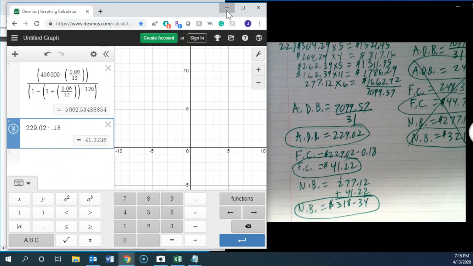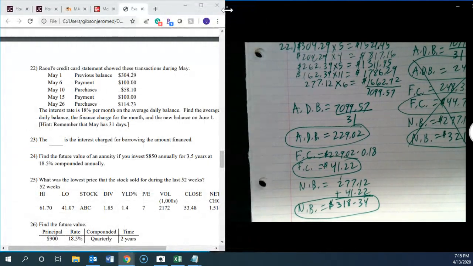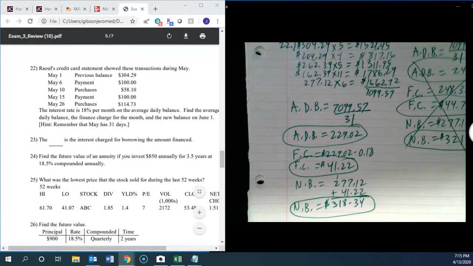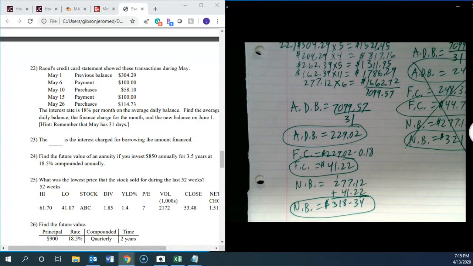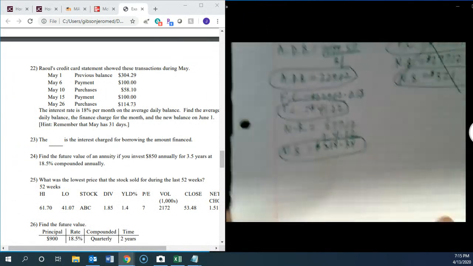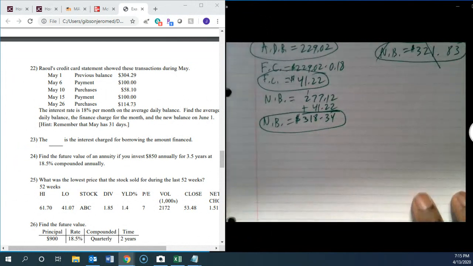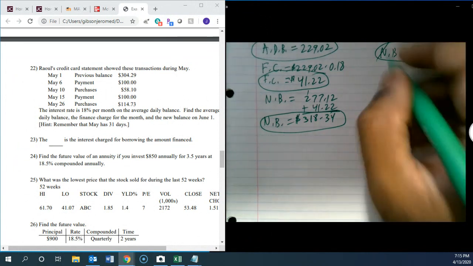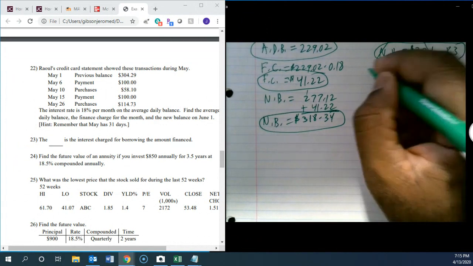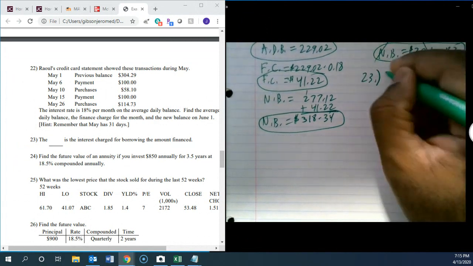Okay, so now that took care of problem 22. Now we need to move on to problem 23. Problem 23, it says the blank is the interest charge for borrowing the amount financed. So for problem 23, it's the finance charge.